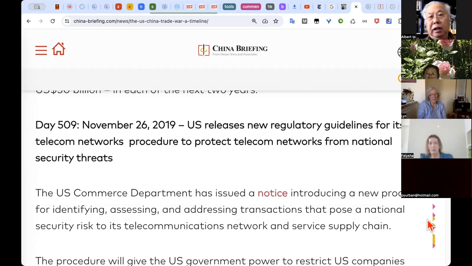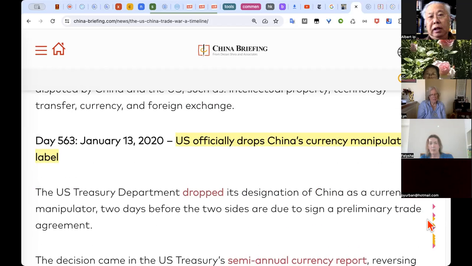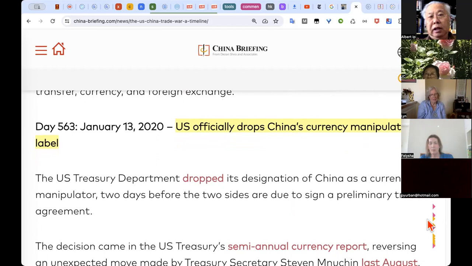Talk again, talk again, talk. Okay. In 2020, January 13, the U.S. officially drops China's currency manipulator label.